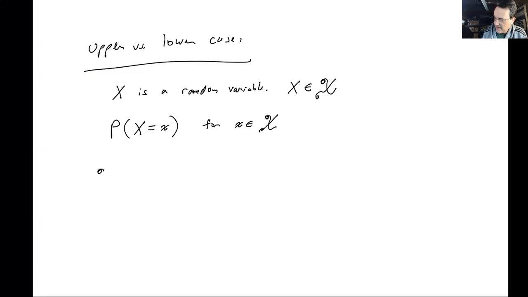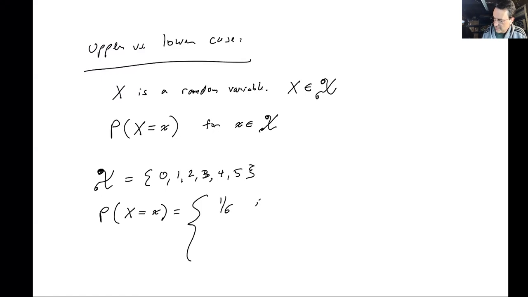So here's an example. Maybe the alphabet is equal to the integers from 0 to 5. So it's like a 6-sided dice, right? And so we can say that the probability that X is equal to lowercase x is equal to 1/6 if x is in the alphabet 0, 1, 2, 3, 4, 5, and is 0 otherwise. Right, so X is the random variable, x is the possible value, and then this is the distribution.